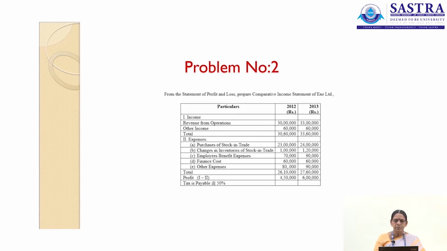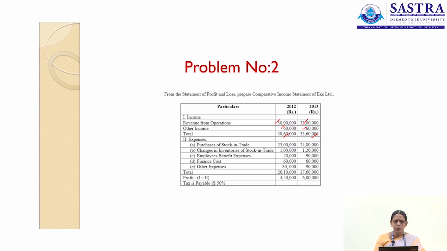From the following statement of profit and loss, prepare a comparative income statement of X Limited. We have income, revenue from operations 30 lakhs in 2012, 33 lakhs in 2013. Other income 60,000 and 60,000. We don't find any difference here. Total of your income 30 lakhs and 60,000, 33 lakhs and 60,000.